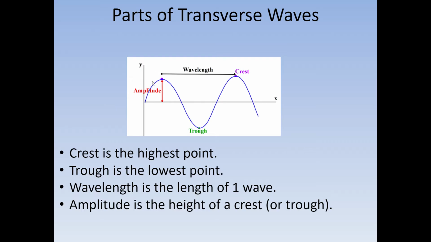Now on this diagram right here, there is one wave going from here over to here. Over to this point will be 1.5 waves. I don't really know what this extra part is, but one full wave is from this point all the way to this point. That is one complete wave.